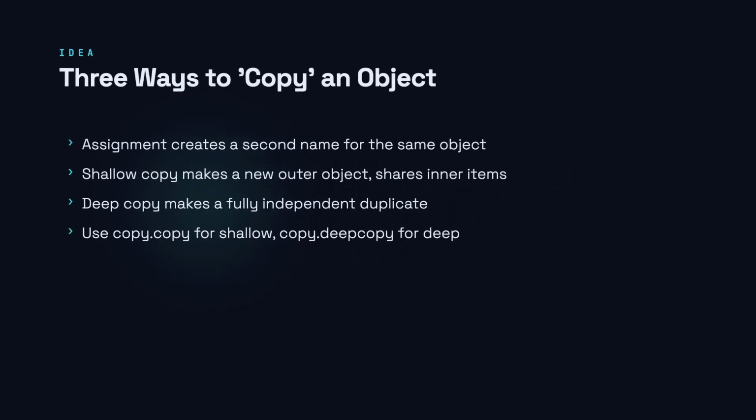Python gives you 3 levels of copying. Assignment just adds a new label to the same box. Shallow copy makes a new box but reuses the items inside. Deep copy makes a brand new box with brand new items all the way down.